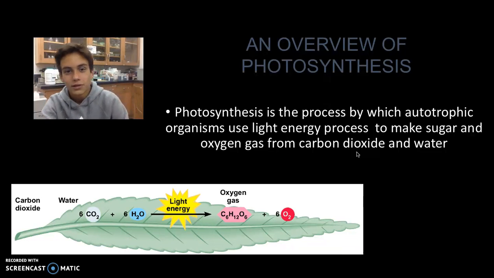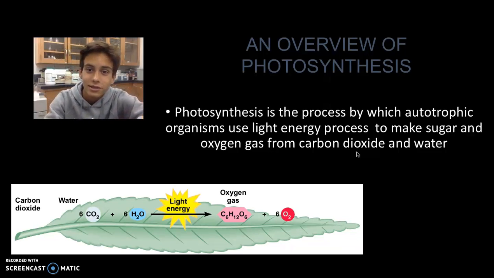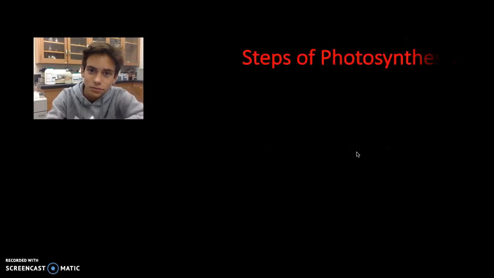So an overview on photosynthesis. Photosynthesis is the process by which autotrophic organisms use light energy to make sugar and oxygen gas from carbon dioxide and water. The steps of photosynthesis.